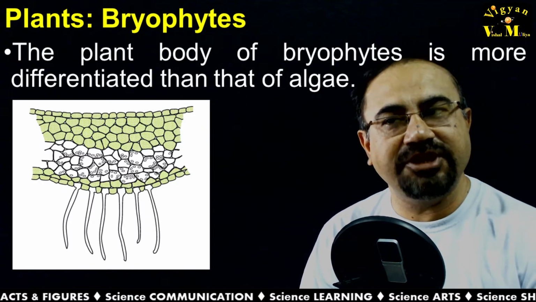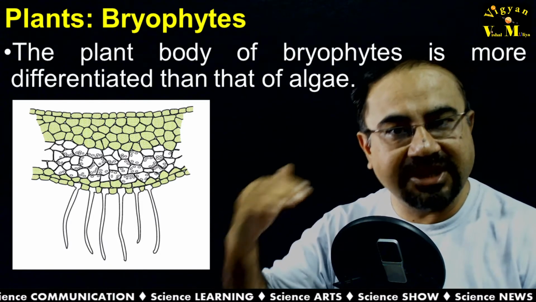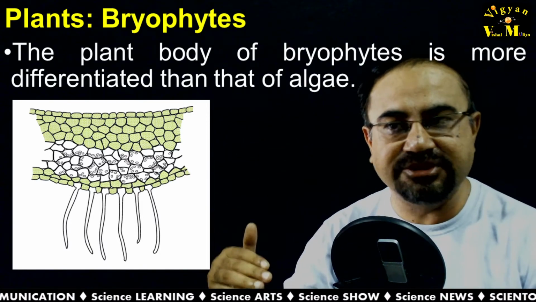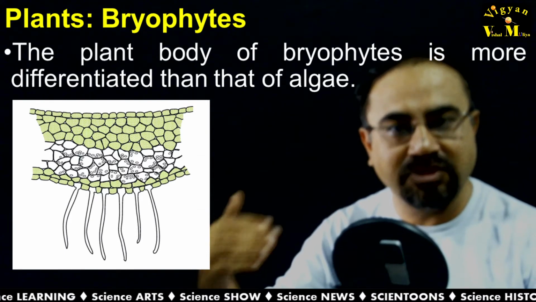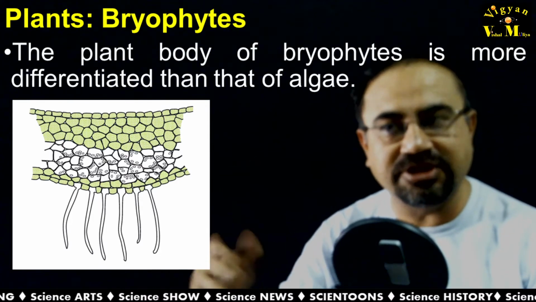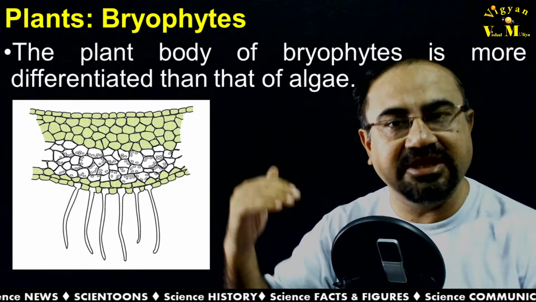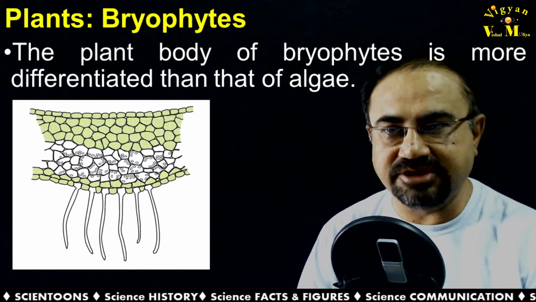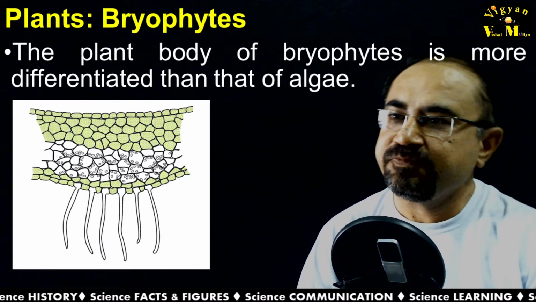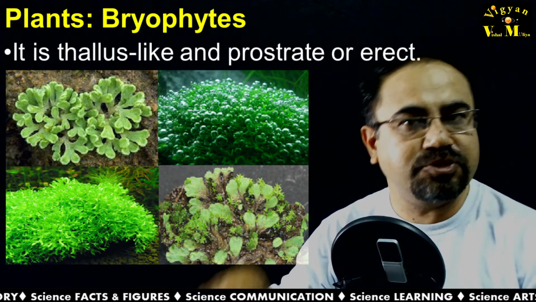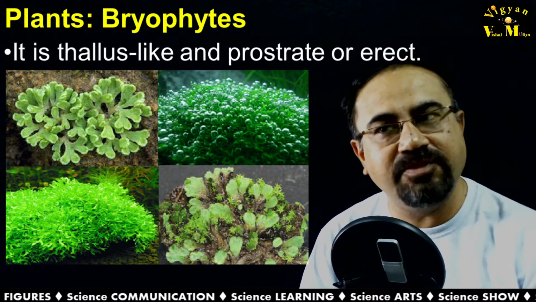They are more differentiated in comparison to alga. They are differentiated into thallus and rhizoids. So a little bit of advancement is there in the tissue system, in the internal structure, and one can see here the difference in the thallus as well as in the rhizoids. So it is a bit more advanced than the alga in the structural way. The thallus is either prostrate or erect. So the plant body is thalloid.